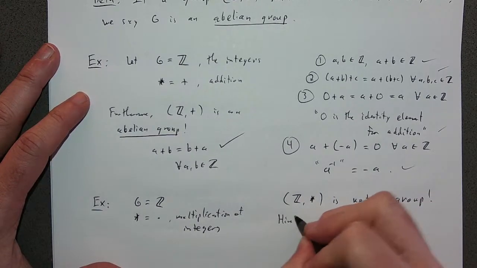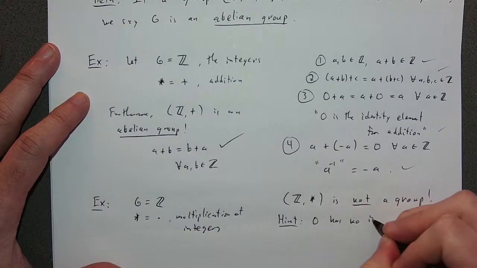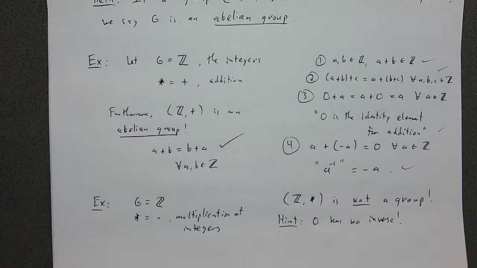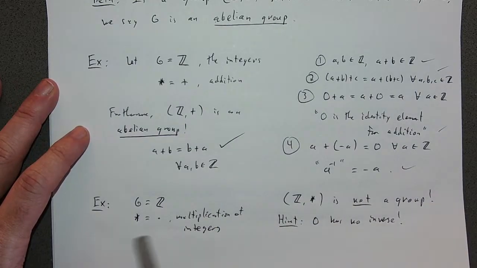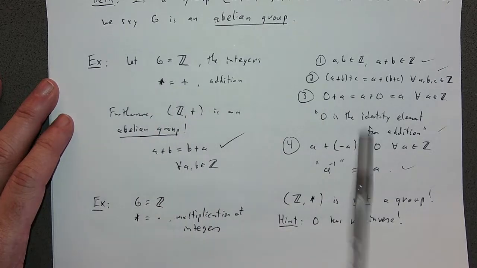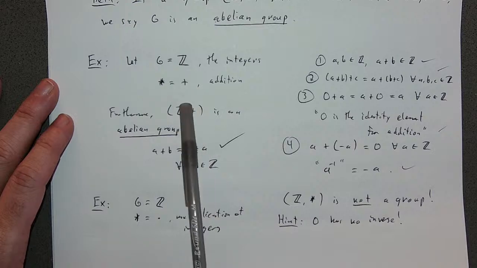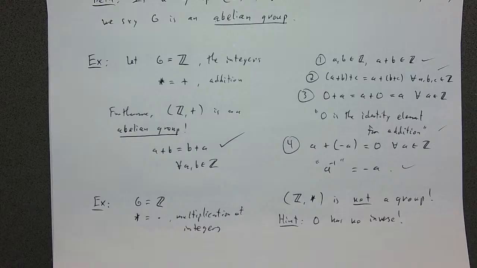Hint. 0 has no inverse. Because now the operation is multiplication, 0 has no inverse with respect to this operation. You might raise your hand and say, wait, 0 wasn't a problem up here. Well, yeah, because the operation was addition. 0 has an inverse with respect to addition. It's just 0.